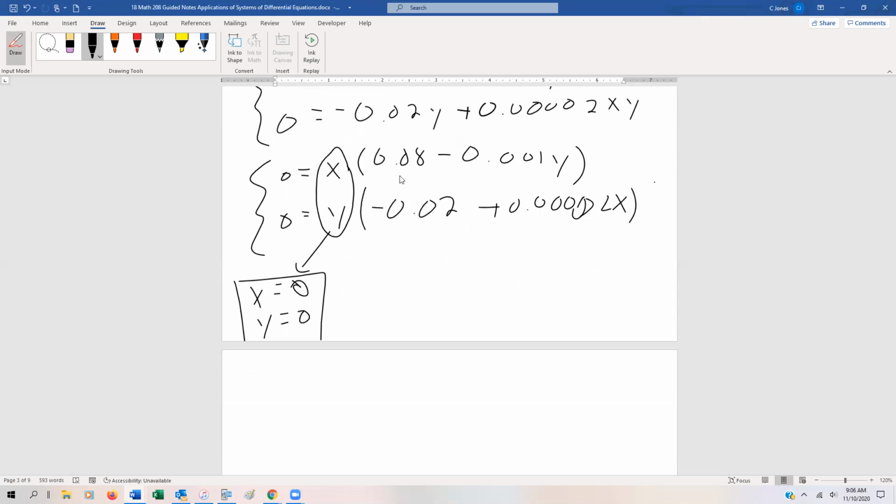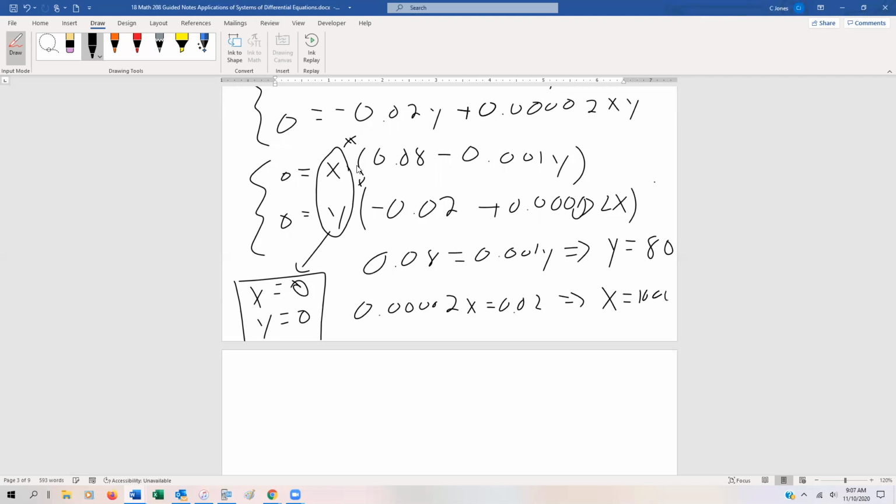The solutions that are helpful are going to be these. We take 0.08 and set that equal to 0.001y, and divide both sides by 0.001, which implies that y is equal to 80. For the other equation, we set 0.00002x equal to 0.02, and this implies that x is equal to 1,000.